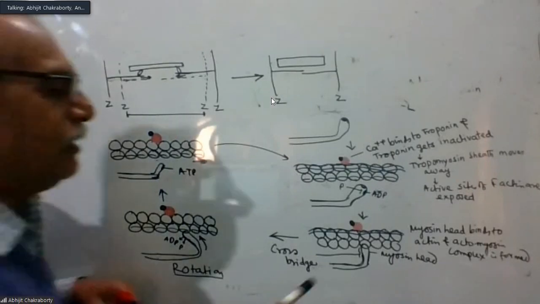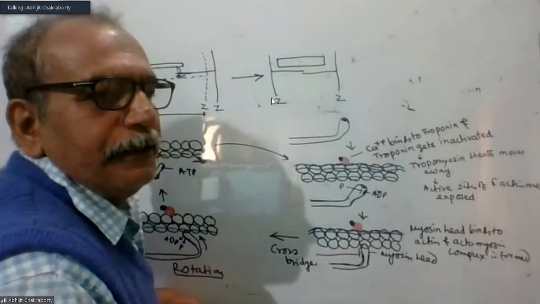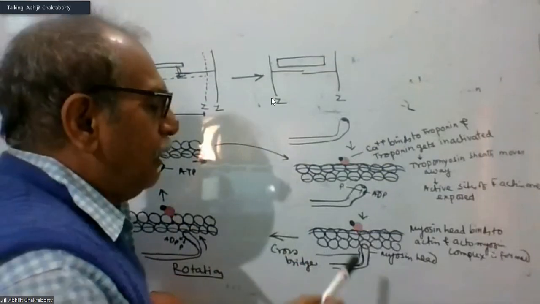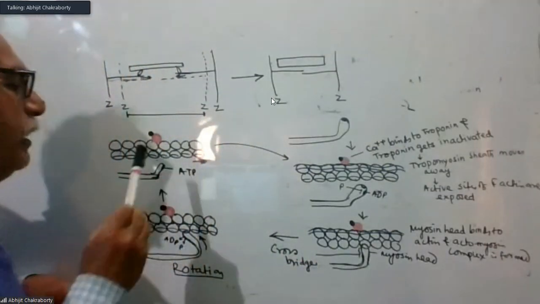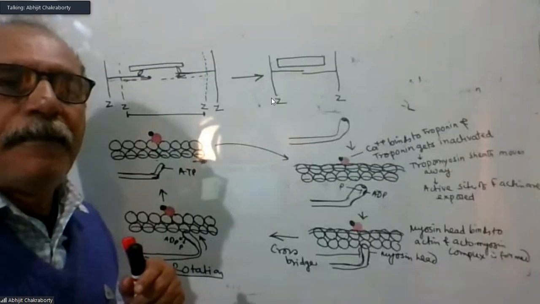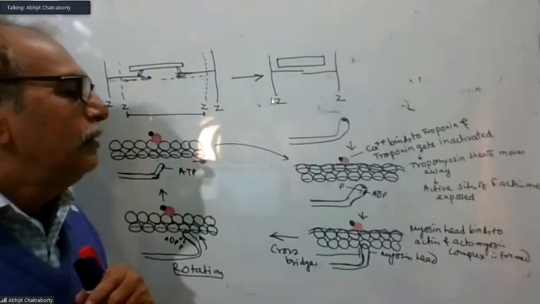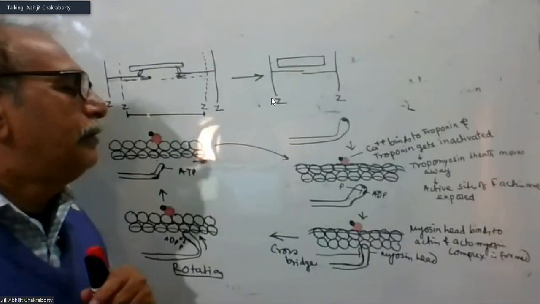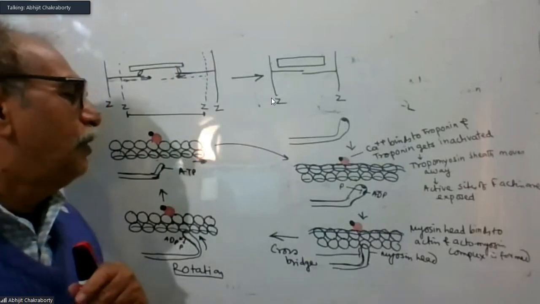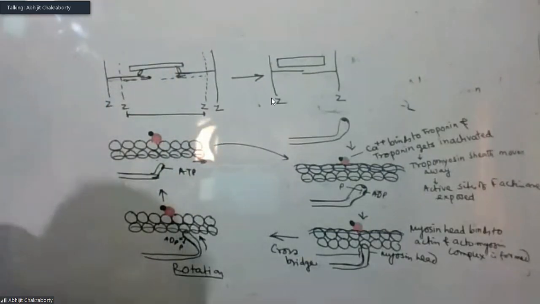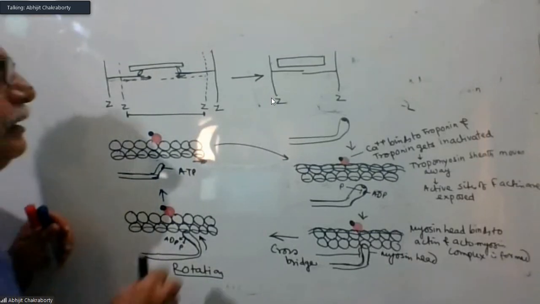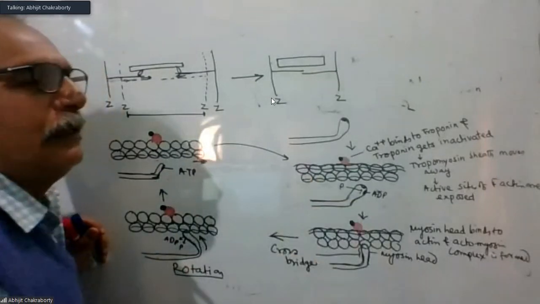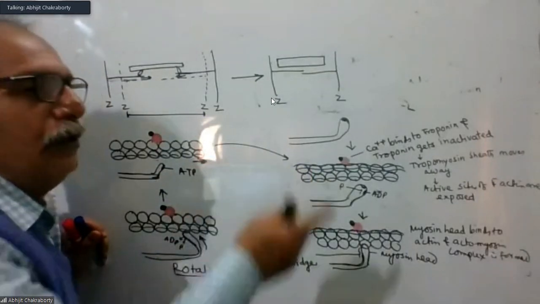Whenever myosin binds to actin, this is called a cross bridge. The cross bridge is broken down when ATP is available, because whenever ATP is available, ATP is converted to ADP and Pi. So the cross bridge is broken down. Once it is broken down, again a new cross bridge is formed, and the process continues.